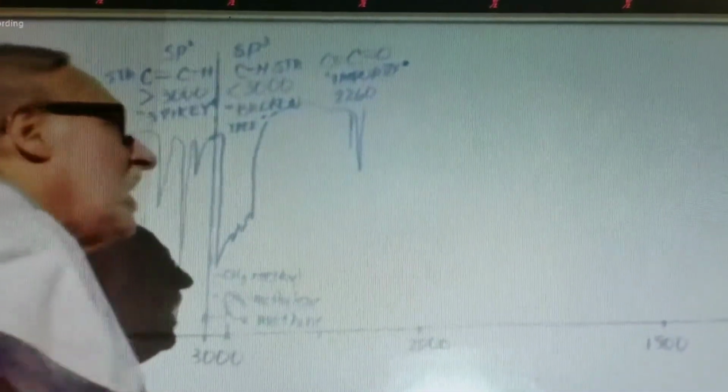Carbon dioxide in the air dissolving in your sample.